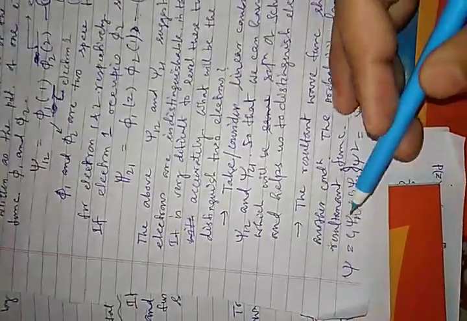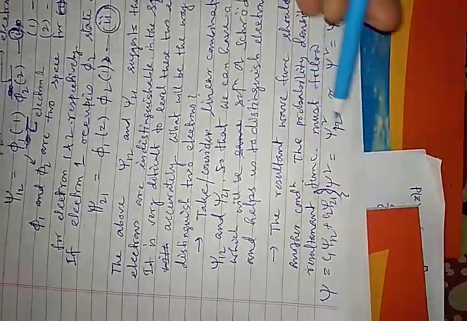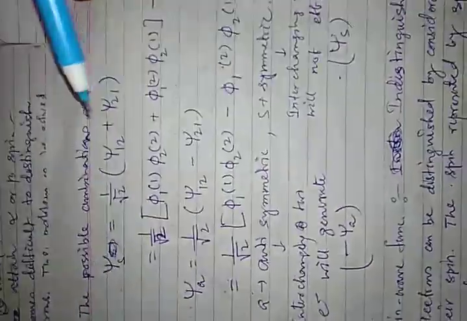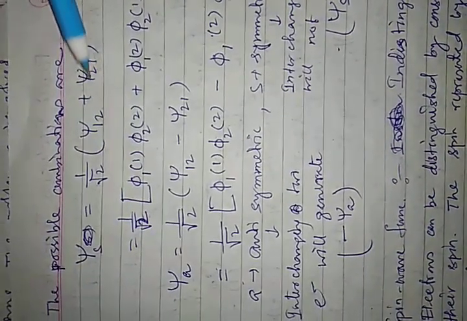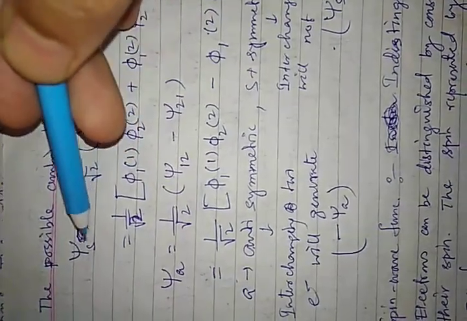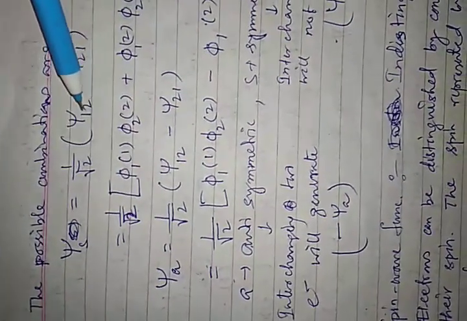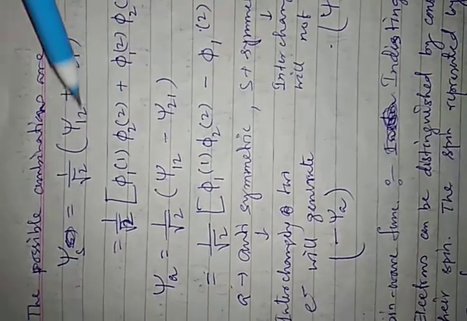Now I can write the total wave function in terms of a linear combination of psi 1 2 and psi 2 1, and here is the probability density relationship. I can make this linear combination in two ways. One will be the symmetric way, where psi symmetric equals 1 by root 2 times the bracket psi 1 2 plus psi 2 1.